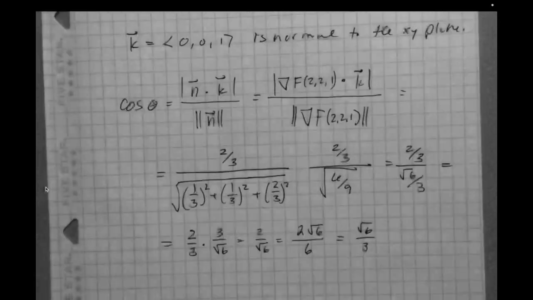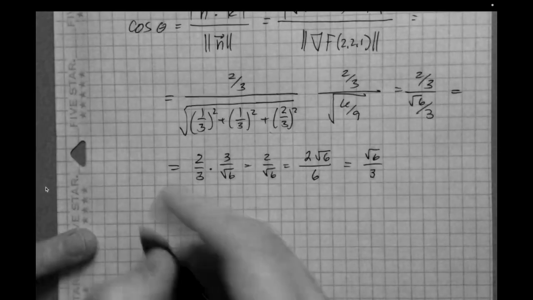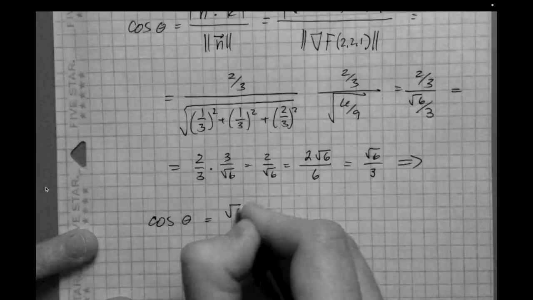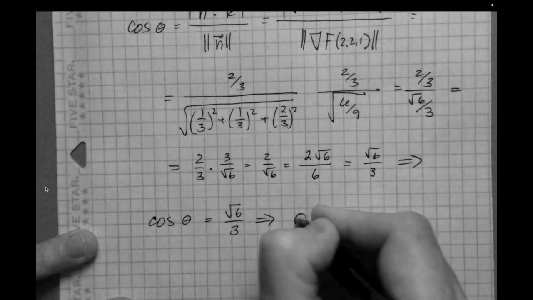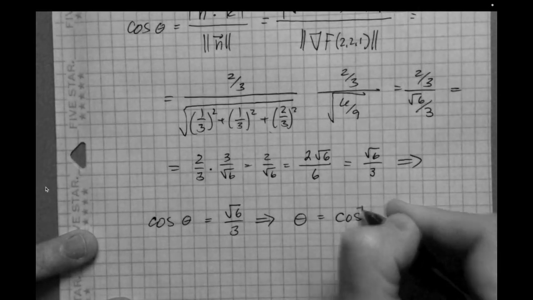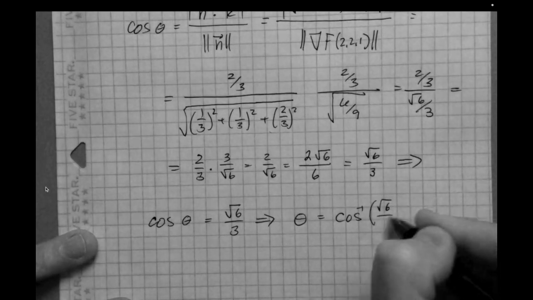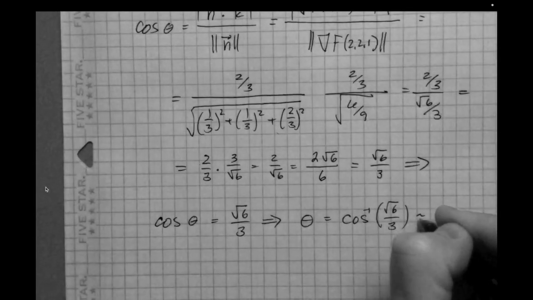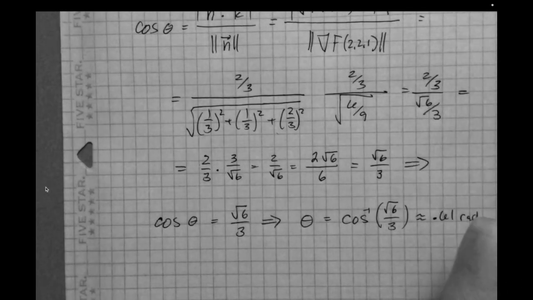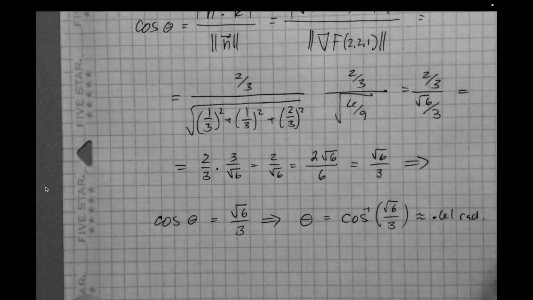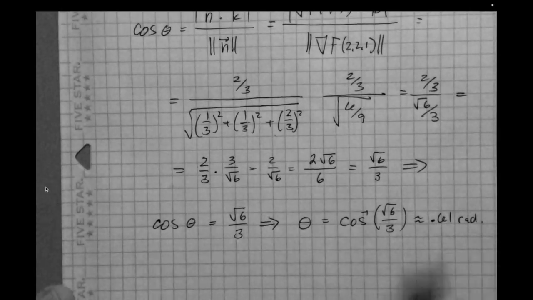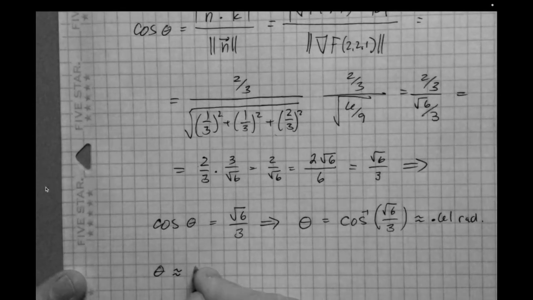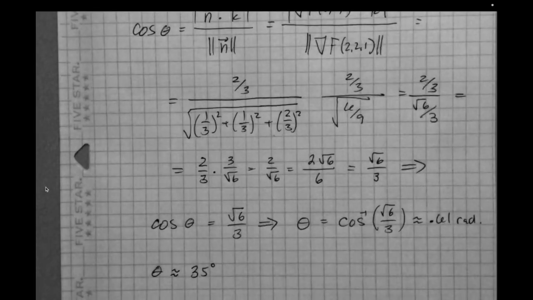Okay. You could probably write it in other ways too, but the punchline here is that cos theta is equal to the square root of 6 over 3, and that implies that theta is the arccos of the square root of 6 over 3. When you do that, you get about 0.61 radians. But maybe more intuitive would be to say that theta is approximately 35 degrees.